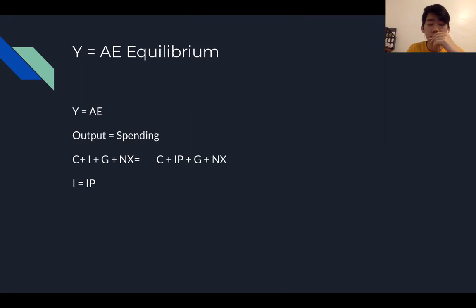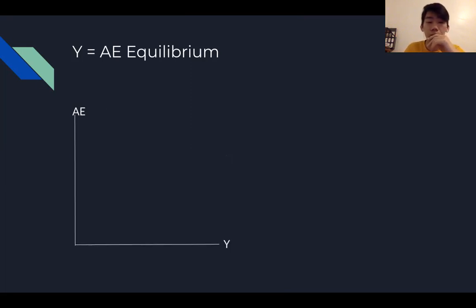So essentially what we're trying to say is that we plan to spend a certain amount and we ended up spending that amount. Ultimately, our production is equal to our spending. So this is our y equal to AE equilibrium. And so we're going to draw the graph. First off, there's the y equal to AE 45-degree line.